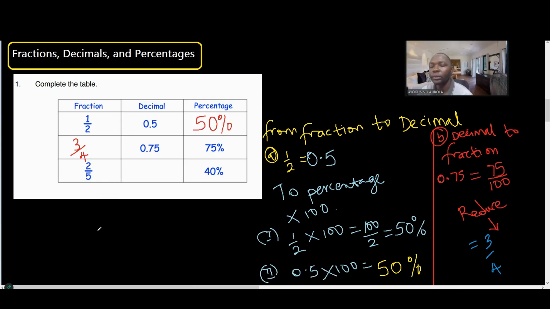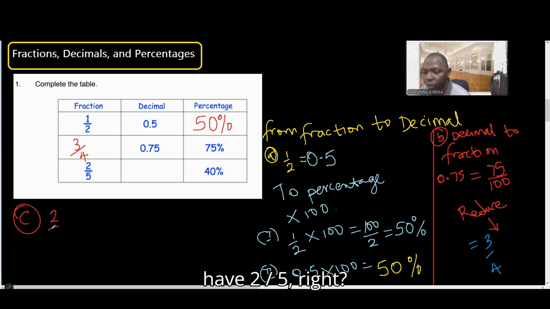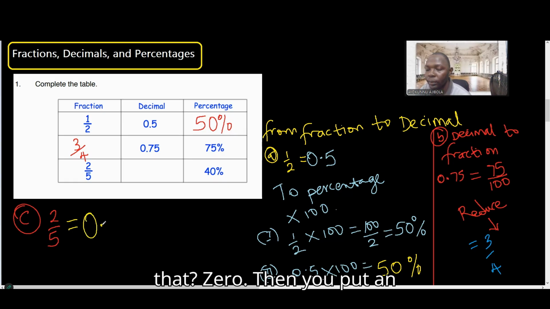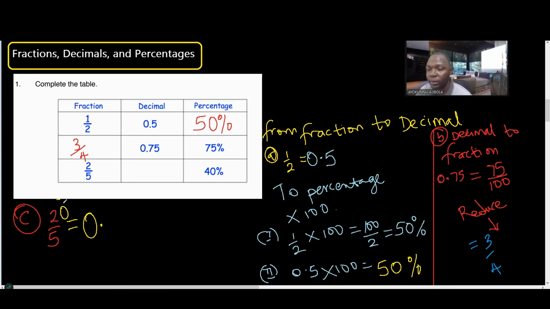To fraction. Question C. We have 2 over 5, right? How many 5 goes in 2? That's 0. Then you put an imaginary 0 here to make 20. To make what?